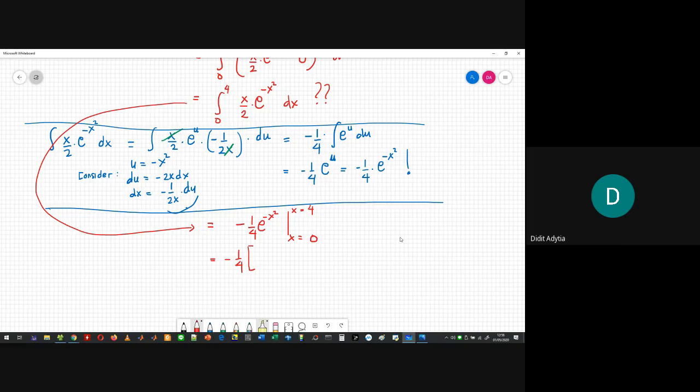Okay, I put out the 1/4 e to the power of 4 to the power of 2 is 16 minus e to the power of 0, which is 1. Okay, this 1/4 e to the power of, am I correct? Okay, I'll check again. Yeah, that's correct. It should be correct. Okay, e to the power 16 minus 1. So we have this result. Okay, so this one is the result of number 3.